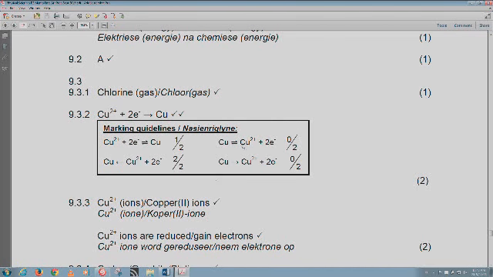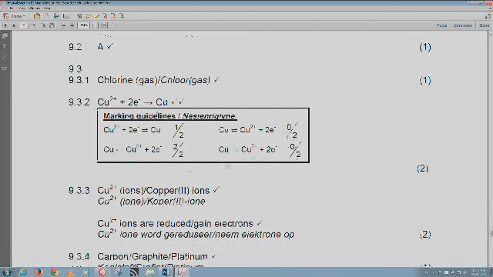And then if the learner uses the double arrow, but the Cu is on the left-hand side, and then Cu2 plus and 2 electrons are on the right-hand side, then it's 0. If the learner uses the Cu on the right-hand side and Cu2 plus and 2 electrons on the left-hand side, with the arrow pointing that Cu is the product and Cu2 plus and 2 electrons are the reactants, then the learner will get 2 full marks. But if the reactant is copper and the products are copper ions and 2 electrons, then it will be 0 out of 2.